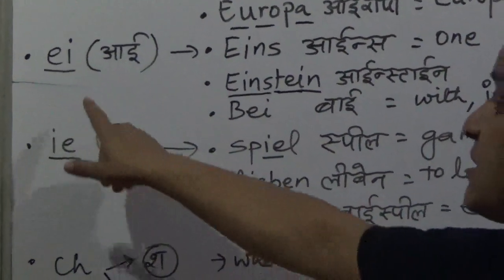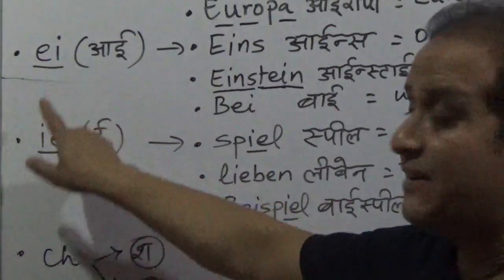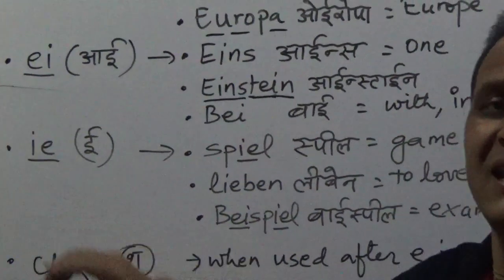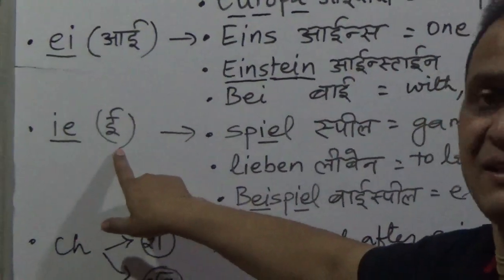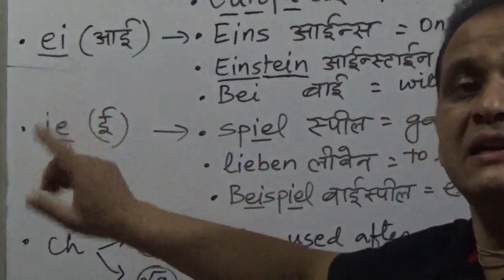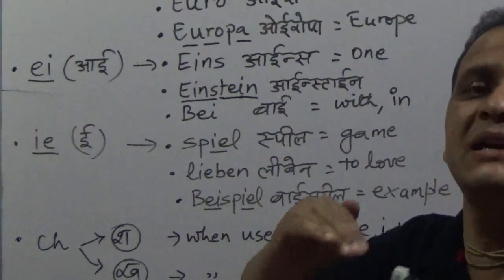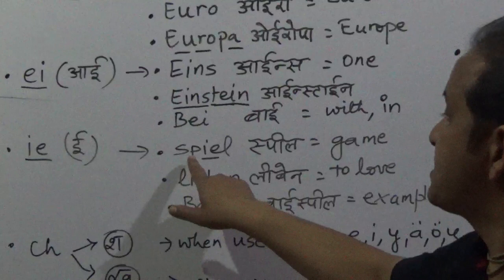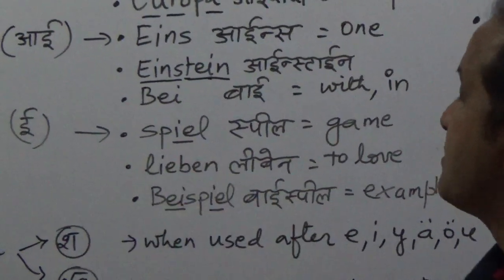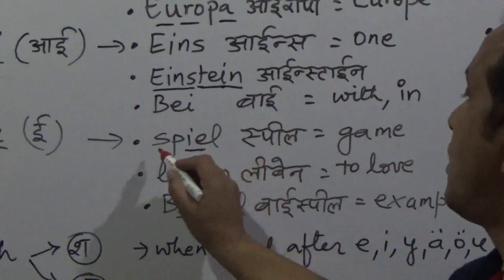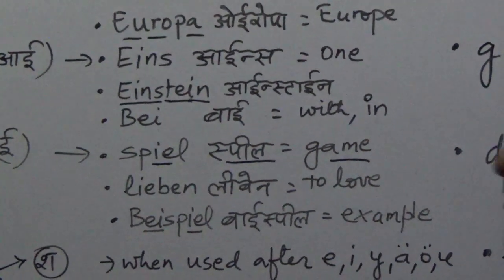But mind it, the third one is I-E. If it is not E-I, if it is I-E, then its sound gets changed, and that is E. So E-I is I, but if it is I-E, just the opposite, it will be E, like S-P-I-E-L. So sp, IE gives the E sound, and L, altogether Spiel. Spiel means game.